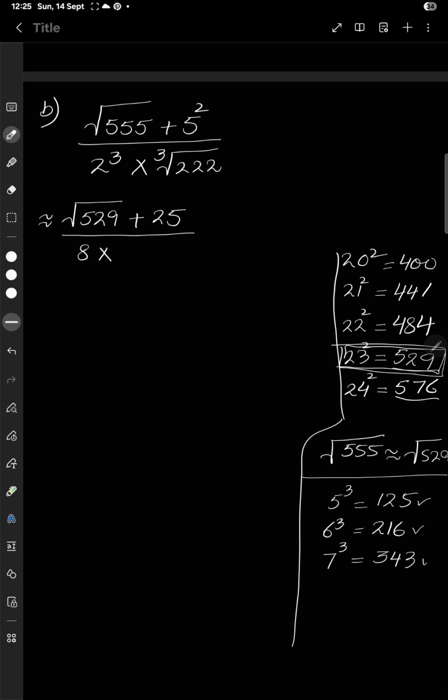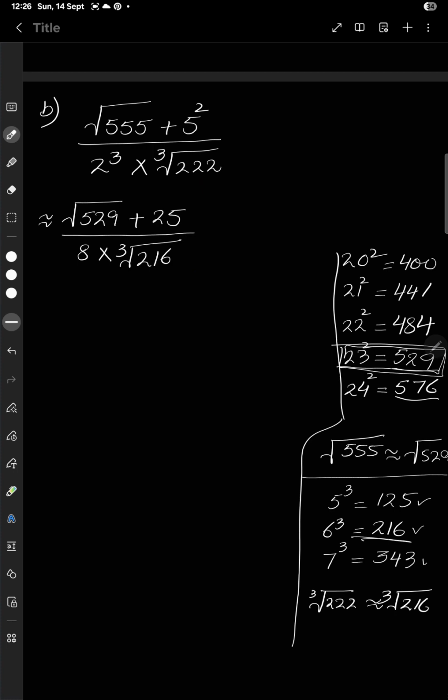So what I will do, I will again estimate its value, because I am solving this question without a calculator. I will take the value which is very near to 222. So which number am I going to use? This is 216. So can I say that the cube root of 222 is very near to 216? Yeah, okay. So I will write cube root of 216. I use estimation for solving this step.